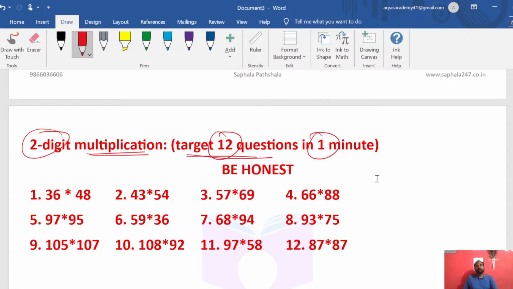Yes, the time is over. So the given 1 minute is already done. Can you please now post in the comments how many questions you were able to solve in 1 minute? And I request you to be honest to the core.